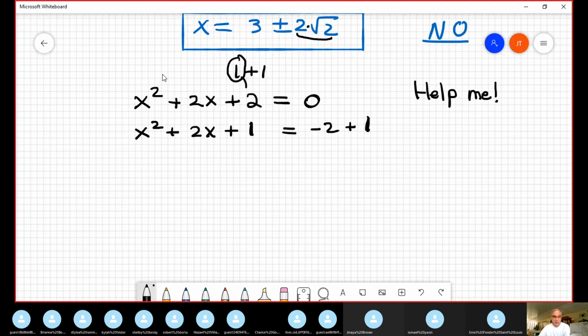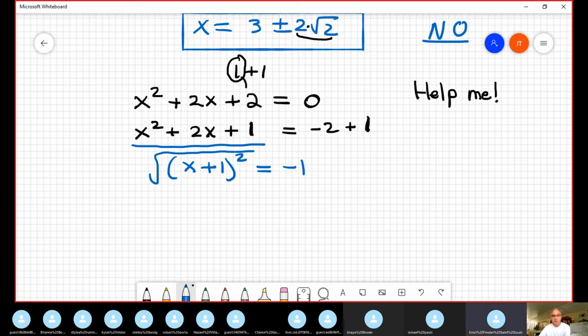Therefore, this is a perfect square. The factorization is x plus 1 squared. Do you understand this? Equal to negative 1. Apply the square root to both sides. So x plus 1, without square and square root, plus or minus the square root of negative 1, which is imaginary by definition. Therefore, x is equal to negative 1 plus or minus i.